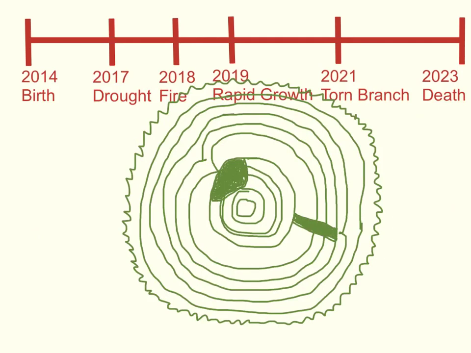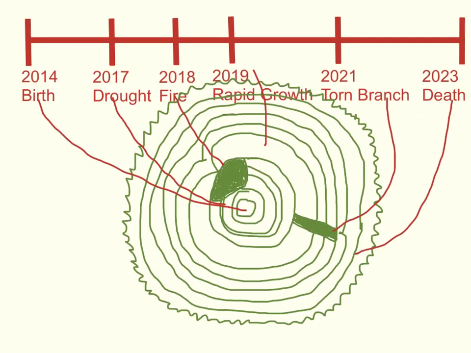Let's refresh our memory and go back and point out the years of this tree's life. So here is 2014. Here's 2017, the drought. 2018 is the fire. 2019 shows the rapid growth. 2021 shows us our torn branch. And 2023 is the last year of this tree's life.